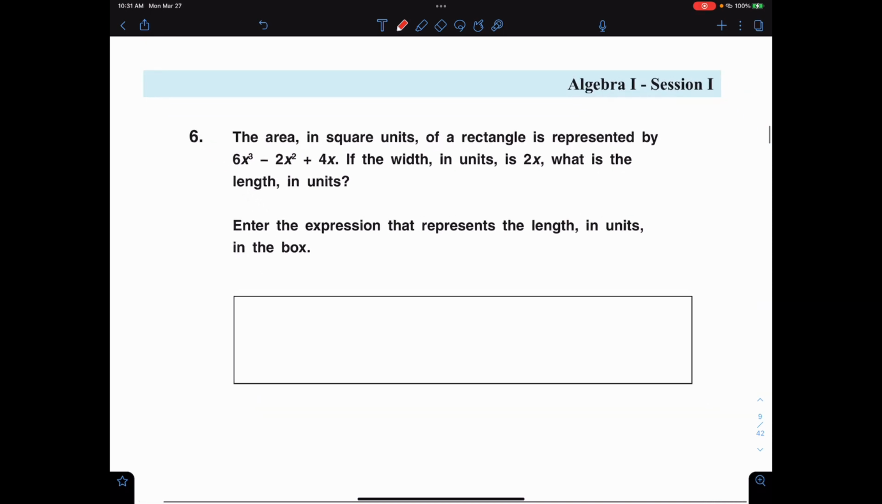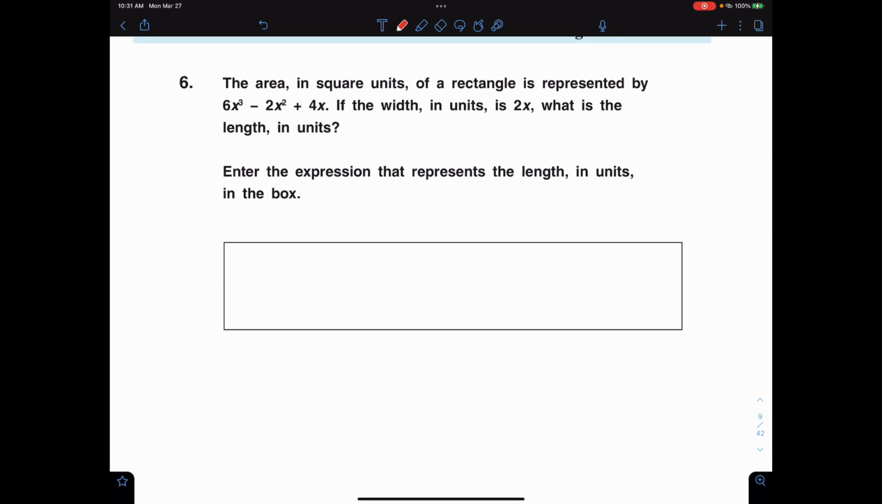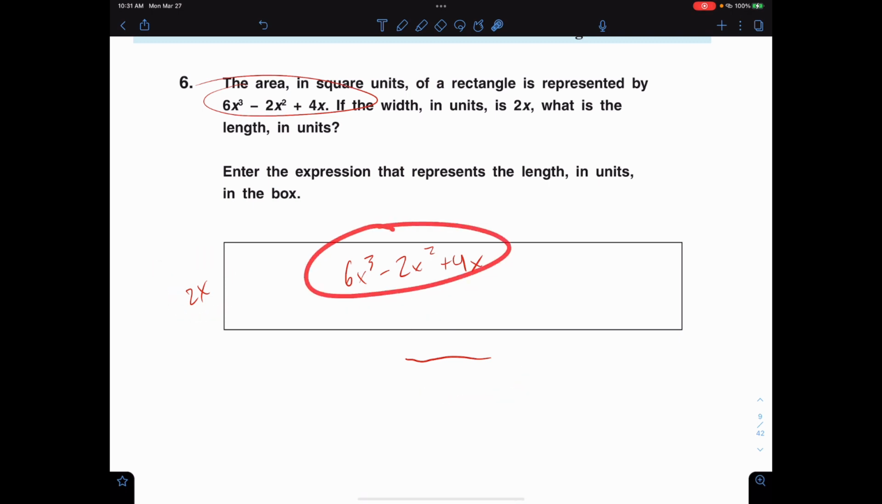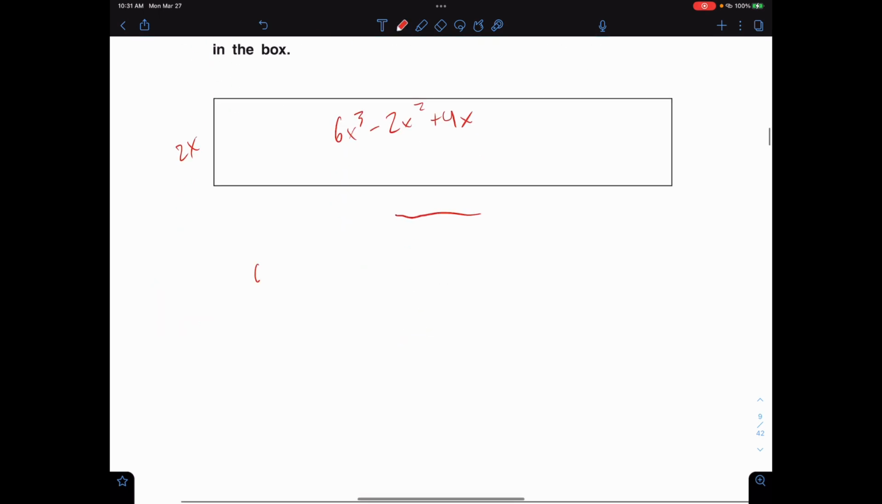Okay, the next one says the area, in square units, of a rectangle is represented by 6x cubed minus 2x squared plus 4x. If the width is 2x, what is the length? Okay, so if this times this equals this, then this divided by this equals this. So I do 6x cubed minus 2x squared plus 4x divided by 2x.